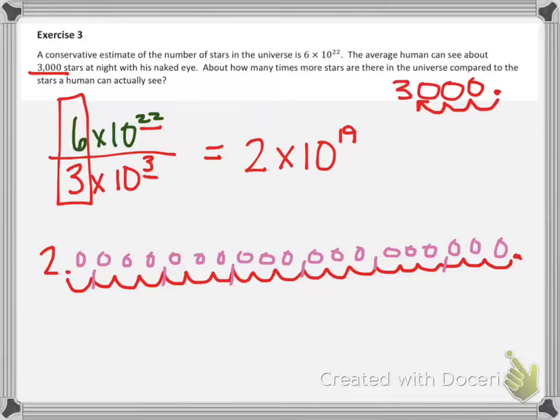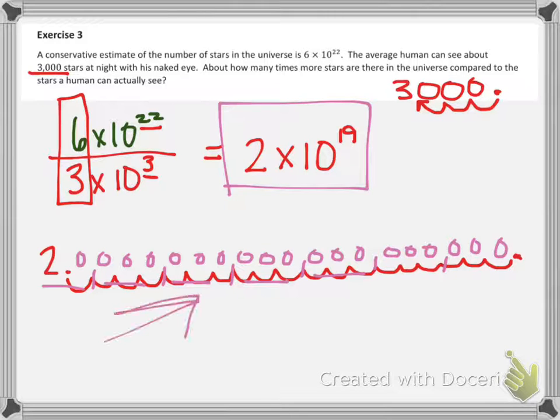So let's see, we've got millions, billions, trillions, quadrillions, quintillions. 20 quintillion times more than we can see are actually out there. And you can see why scientific notation is preferable to writing out these large numbers with many place values.